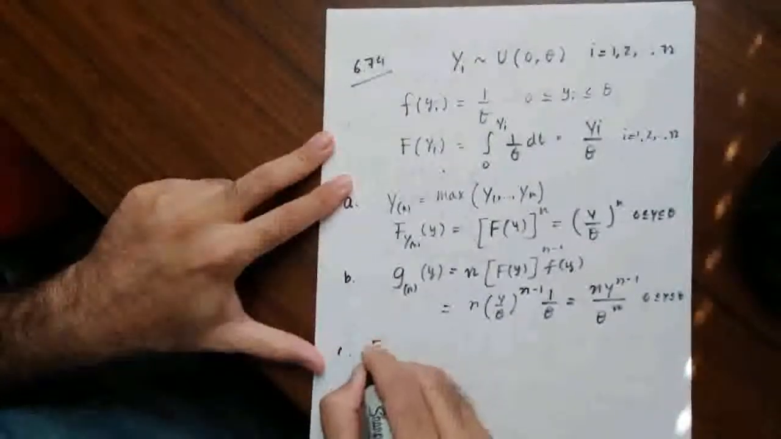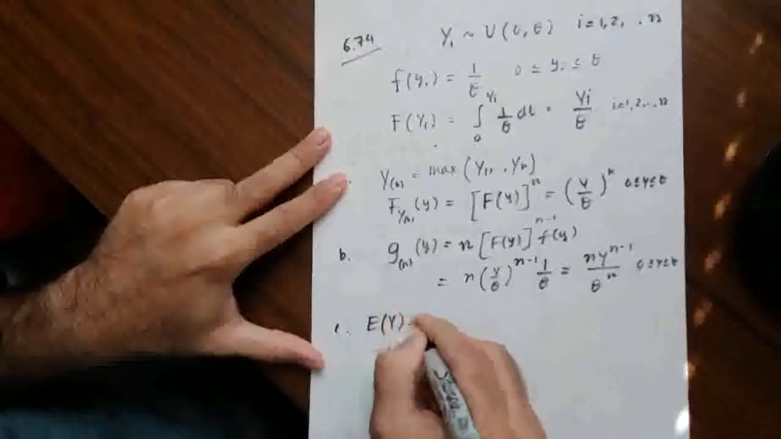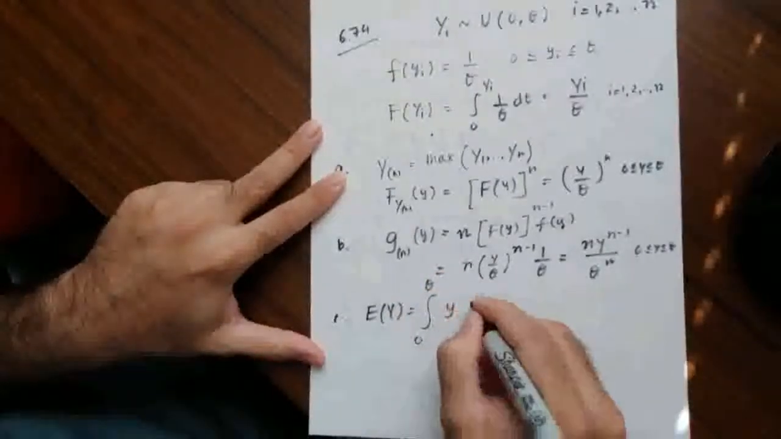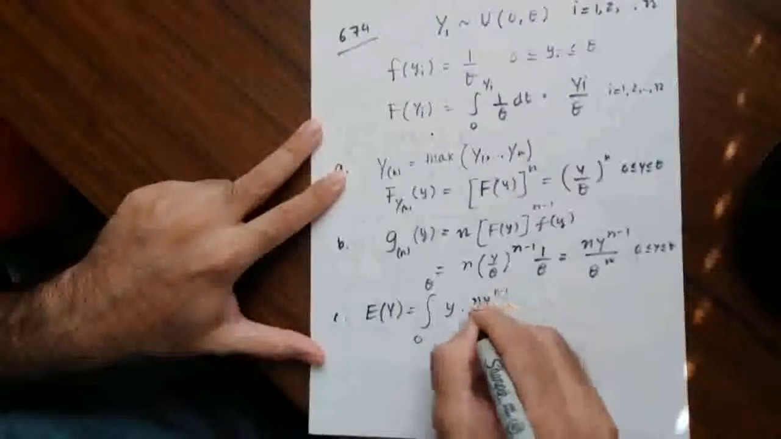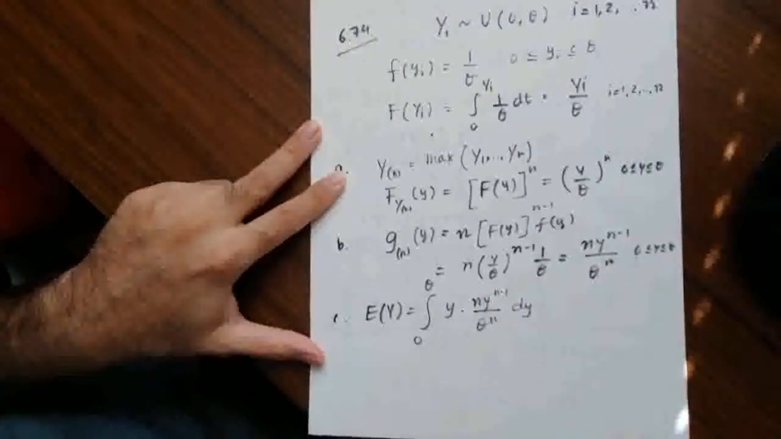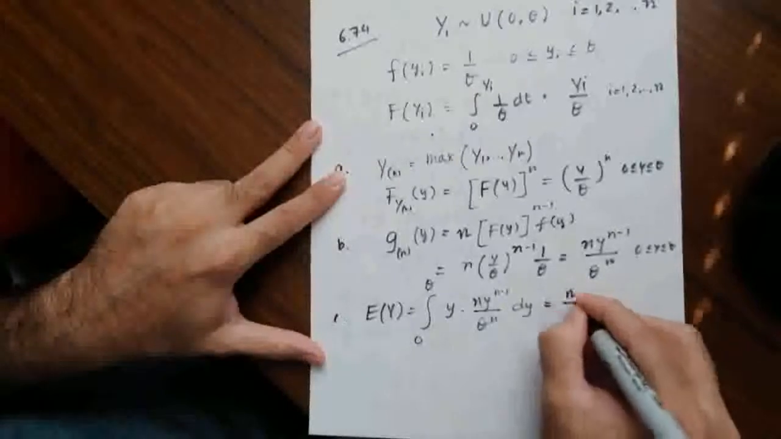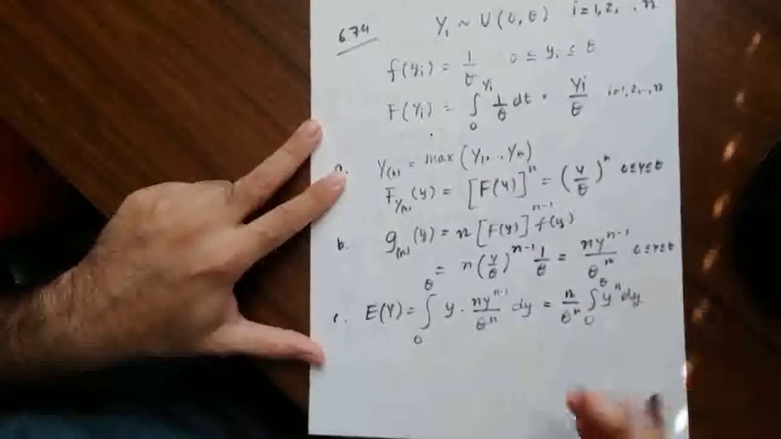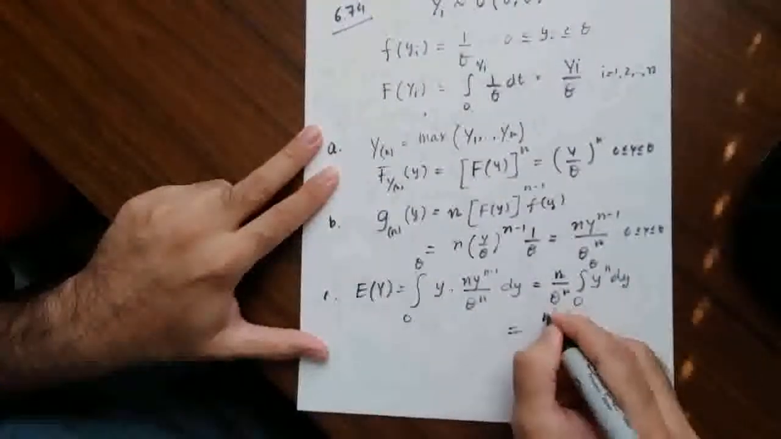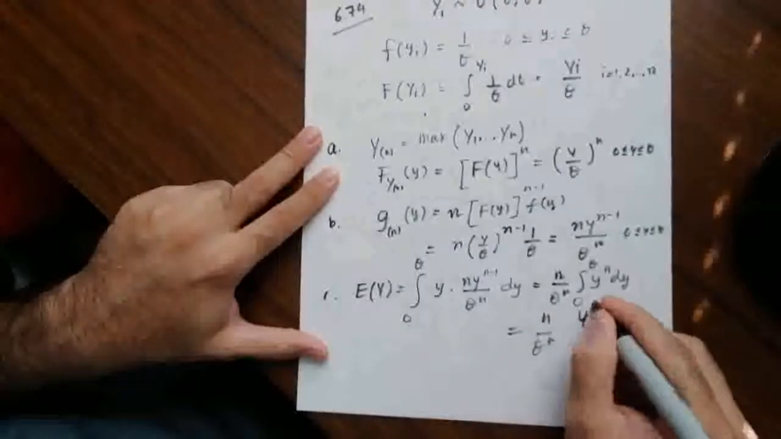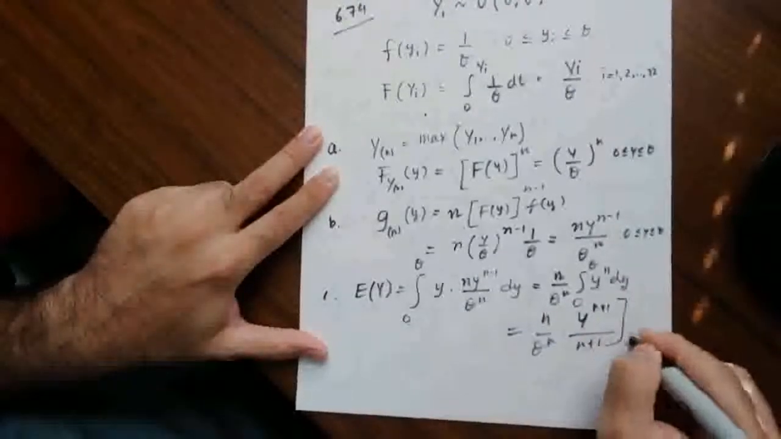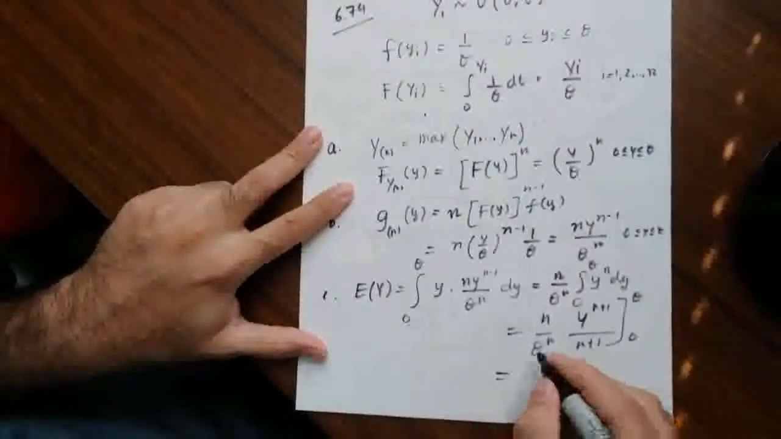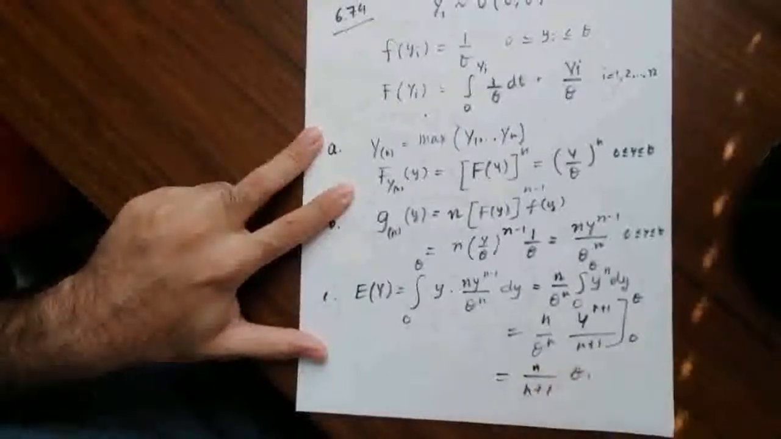Part C, they're asking what is the expectation of y? Well, there is the definition you have to use, the integral from 0 to theta over the whole range, y times n y to the power n minus 1 over theta to the power n dy. So I can take n over theta to the power n outside, the integral from 0 to theta of y to the power n dy, which is y to the power n plus 1 over n plus 1, from 0 to theta, which is n over n plus 1 times theta.